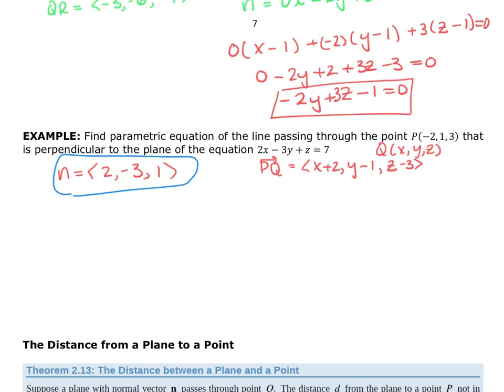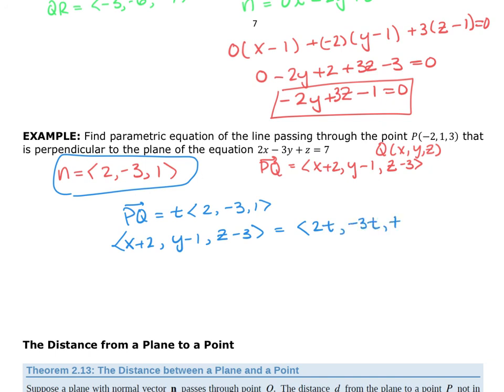So we know from above that the vector PQ must be equal to t multiplied by some vector n, which is our normal vector. So we know that this vector, x plus 2, y minus 1, and z minus 3, must be equal to 2t, negative 3t, and t. So what we get then is x plus 2 is equal to 2t, y minus 1 is equal to negative 3t, and z minus 3 is equal to t.